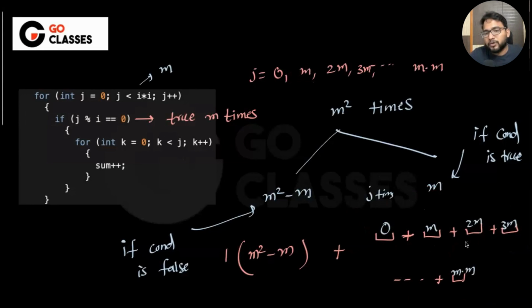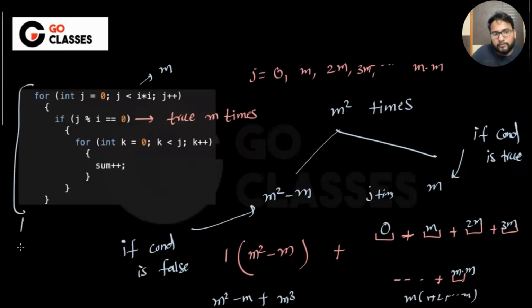Which means this is m square minus m plus, if you just add all of this, what will the answer be? You can take m common. If you take m common, this is 1 plus 2 plus till m, which is m square, right? So m square into m is m cube. So finally I can say this is running m cube times. Which means for i equal to m, you are running m cube times.